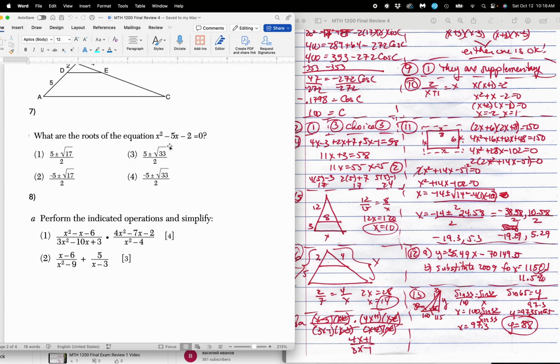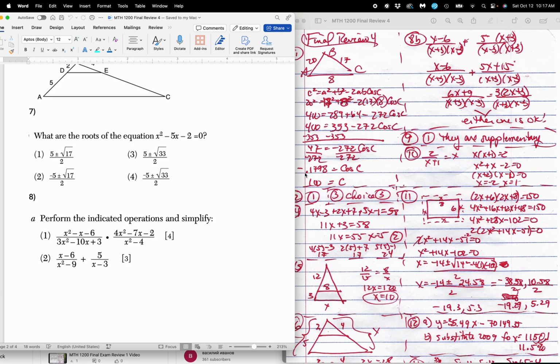It's the negative of b. b is negative 5, so it has to be positive 5. So it's either choice 1 or choice 3. Now the question is, what does b squared minus 4ac equal? b squared would be 25 minus 4 times 1 times negative 2. Negative 4 times 1 times negative 2 is plus 8. 25 plus 8 is 33. So we have choice 3 on number 7. Sorry I didn't write that one out for you.